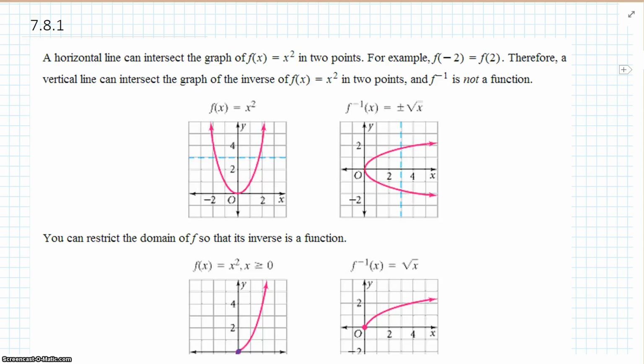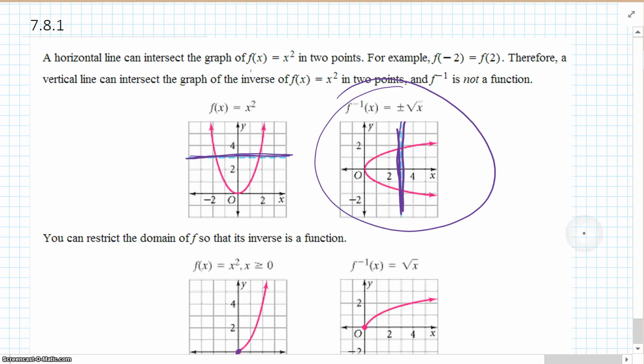Okay, so let's look at this. A horizontal line can intersect the graph of f of x equals x squared twice. So we know a vertical line will intersect its inverse twice. So its inverse, because of the vertical line test, is not a function. But we can rewrite the domain and range to make it a function.